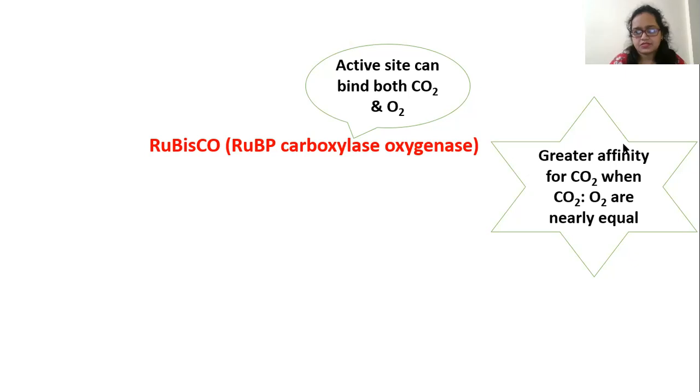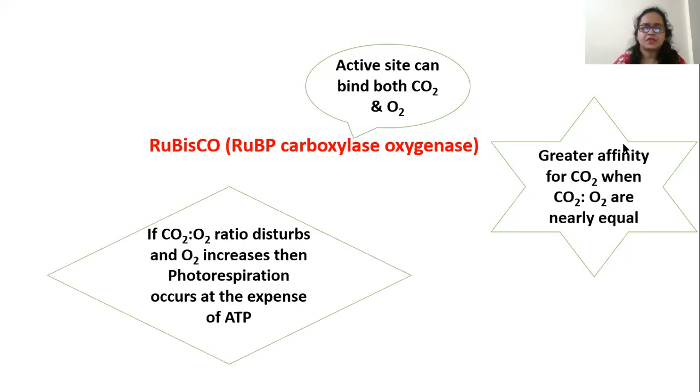But sometimes this CO2 and O2 ratio is disturbed. In that case, Rubisco, this enzyme, instead of binding with carbon dioxide, binds with oxygen. It is then working as ribulose 1,5-bisphosphate oxygenase, not carboxylase. So its oxygenase activity will help it bind with oxygen instead of carbon dioxide. And when CO2 is there in more quantity, then its carboxylase activity will come into play.